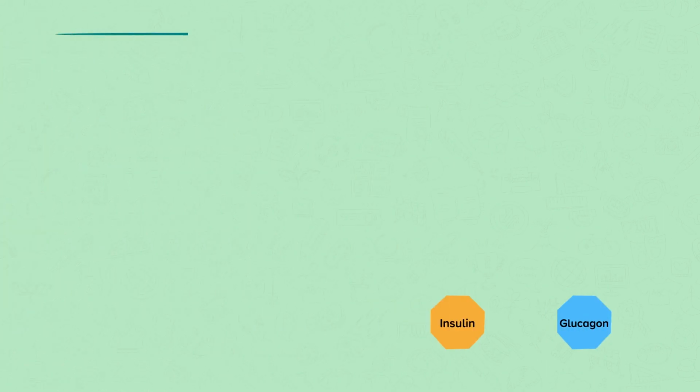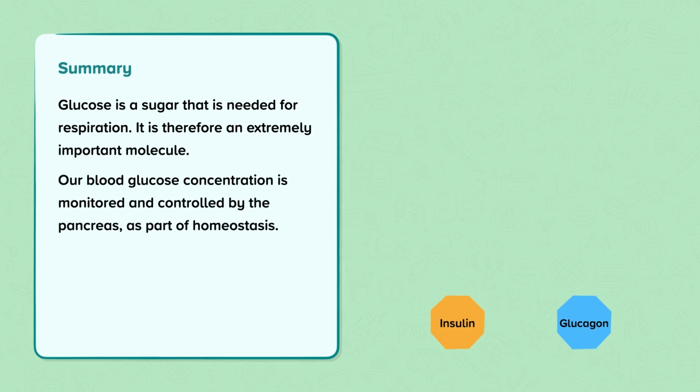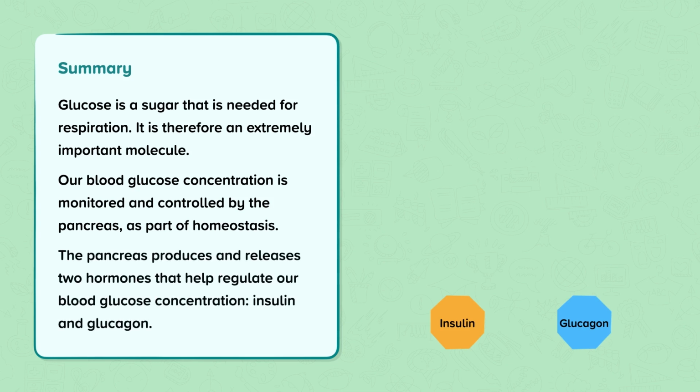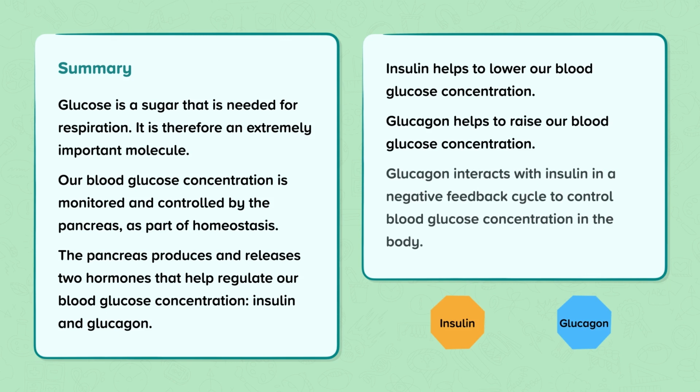Let's summarize what we have learnt. Glucose is a sugar that is needed for respiration. It is therefore an extremely important molecule. Our blood glucose concentration is monitored and controlled by the pancreas as part of homeostasis. The pancreas produces and releases two hormones that can help regulate our blood glucose concentration, insulin and glucagon. Insulin helps to lower our blood glucose concentration. Glucagon helps to raise our blood glucose concentration. Glucagon interacts with insulin in a negative feedback cycle to control blood glucose concentration in the body.